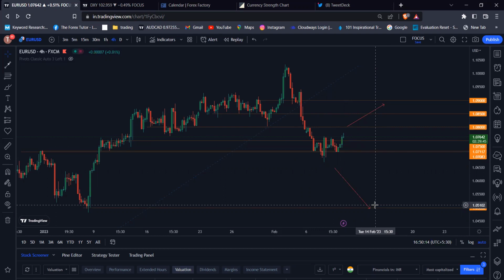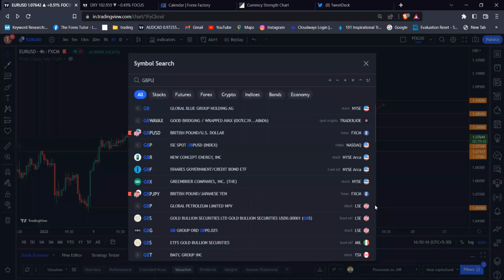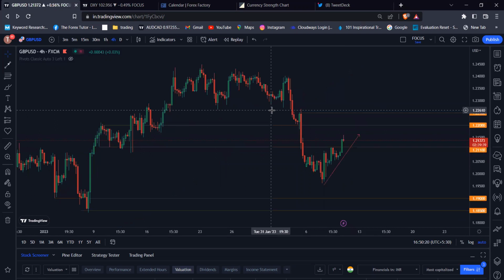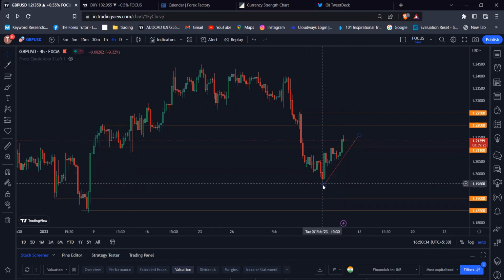So our next pair should be the Pound USD. If you look at the Pound USD right now, after the NFP data, the Pound USD broke below the 1.2100 psychological number and moved towards the 1.1900 psychological number. But before that, because of the US dollar weakness, it respected the 1.1950 psychological number and bounced back towards the 1.220 psychological number.